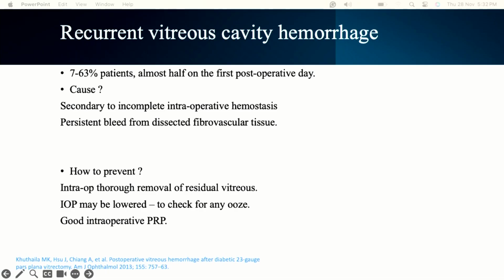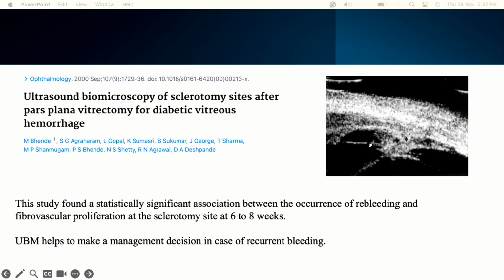So how to prevent a recurrent vitreous hemorrhage? Intraoperative thorough removal of the residual vitreous should be done. IOP may be lowered to check for any ooze, and if there is any ooze, we can apply cautery to that area. And a good intraoperative PRP helps to reduce the chances of recurrent vitreous cavity hemorrhage.